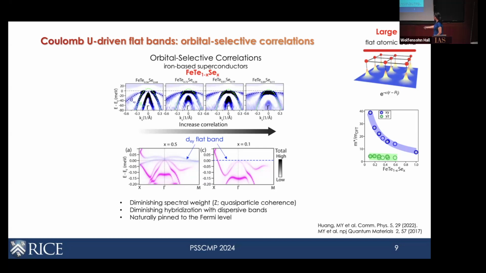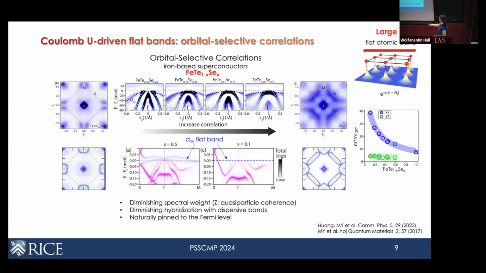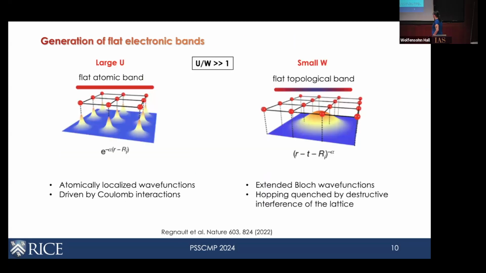So namely, as it gets flatter, there's a diminishing spectral weight, there's a diminishing hybridization with dispersive states, and naturally these are normalized against the Fermi level, right? And then interestingly, this is also a way you can see a complete reconstruction of the Fermi surface without any symmetry breaking orders because of a localization of a certain orbital. And that's actually seen experimentally using ARPES as well. So I think this is an interesting example.